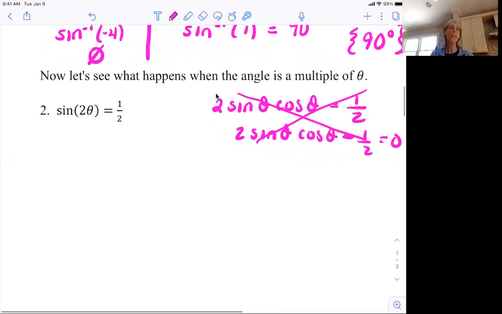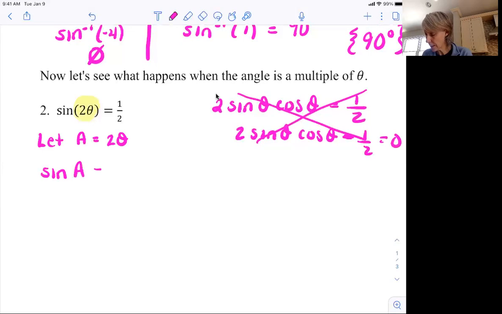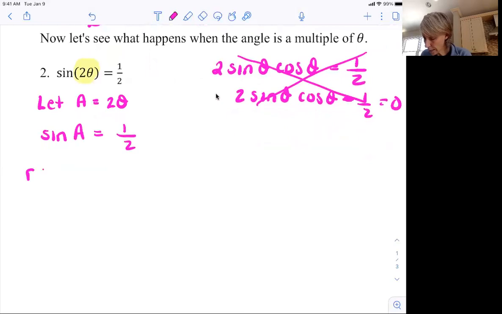So we're going to have to get a little bit creative here. And what we're going to do, since we're really solving for an angle, or in this case, a multiple of an angle, we're just going to let A equal 2 theta and rewrite this problem. And now instead of solving for 2 theta, we're just going to solve for A. So our reference angle is going to be the angle whose sine is 1/2. That's not so bad. What angle gives me a sine of 1/2?